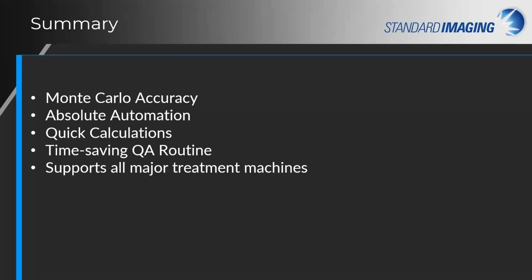So in summary, IMSure 3D offers Monte Carlo accuracy for a double check. It has absolute automation. Everything happens behind the scenes, so it's very minimal time for the user to get results and review and approve them. Calculation times are quick and very reasonable to fit into your clinical workflow. And this adds significant time savings to your QA routine. And that savings can be recognized across facilities.